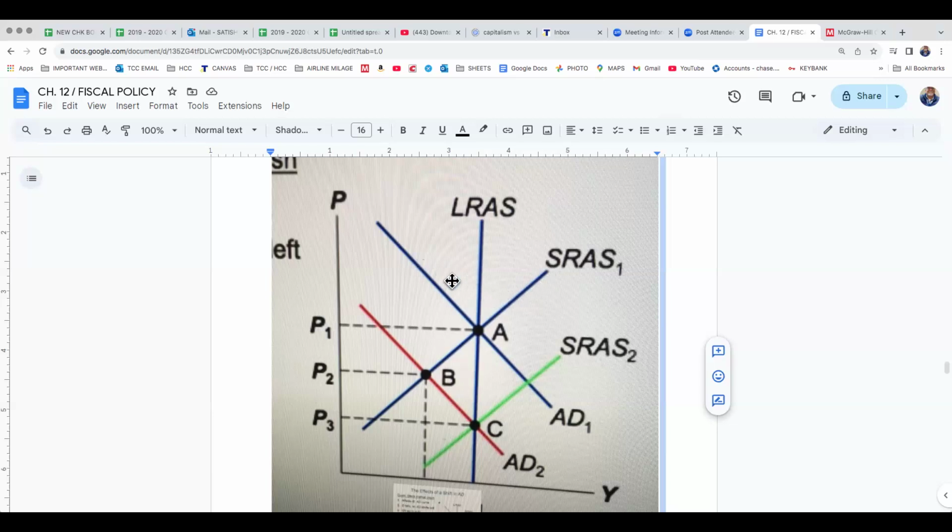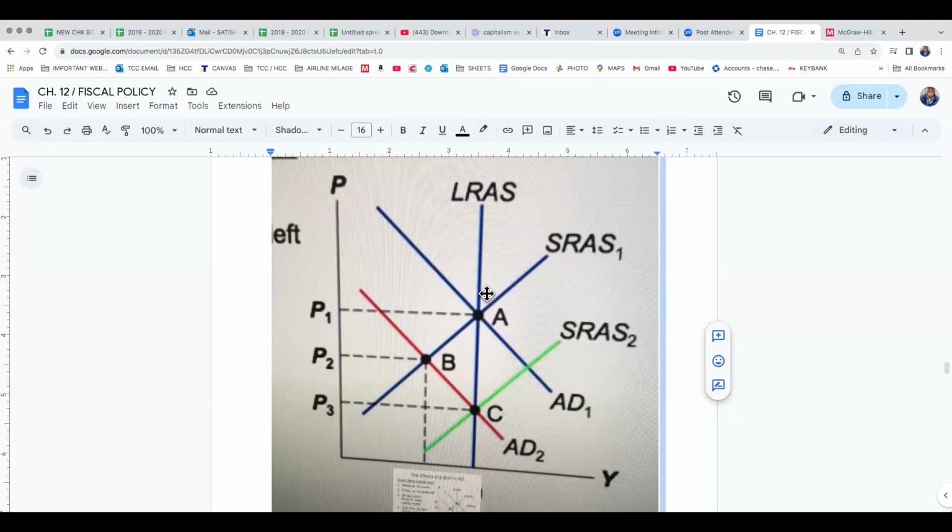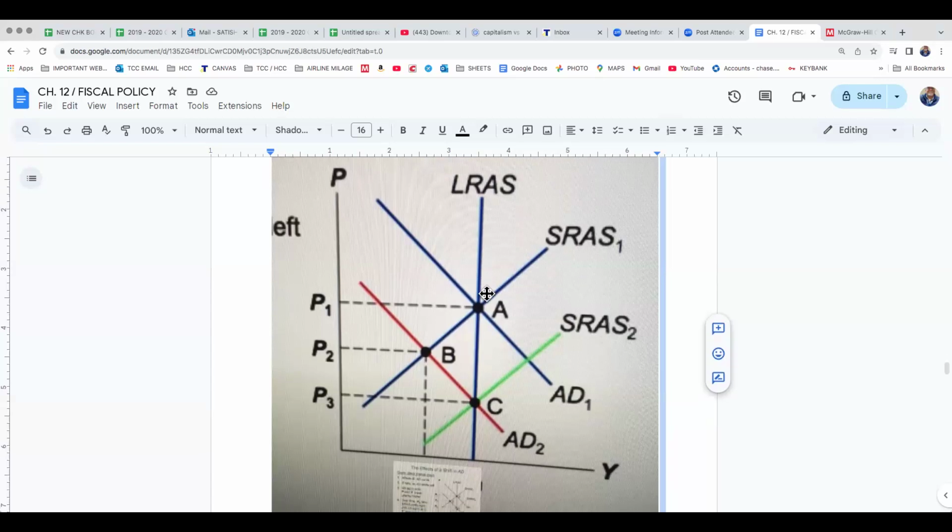So initially, in this particular graph, what we are showing is that we are in equilibrium. This is the short-run aggregate supply curve. This is the aggregate demand right now. This is the long-run aggregate supply curve, and this is the short-run aggregate supply curve. They meet here at A. So we have a good price level, and we have full employment.